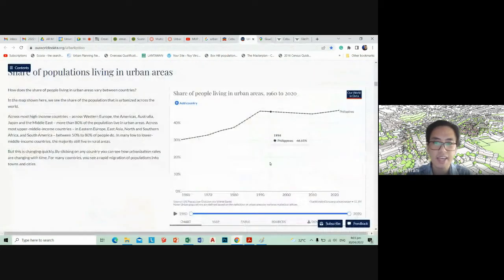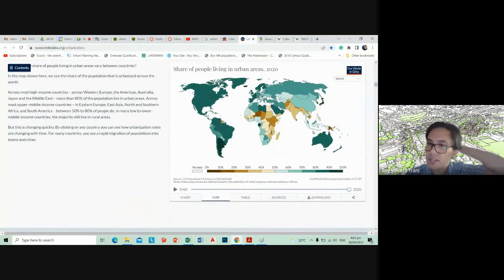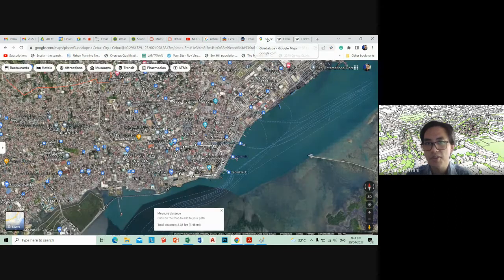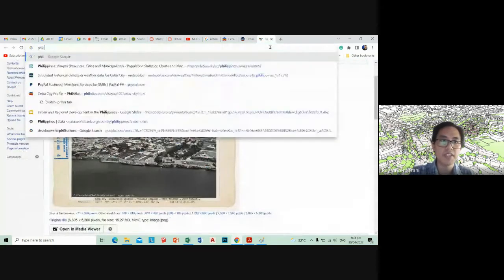So let's compare it to another country, a bit closer to the Philippines. Let's not say Singapore because it's very rich. Let's say Vietnam. This is the share of people in urban areas. I think we can also look at GDP as a metric for growth. Let's say Philippine GDP.